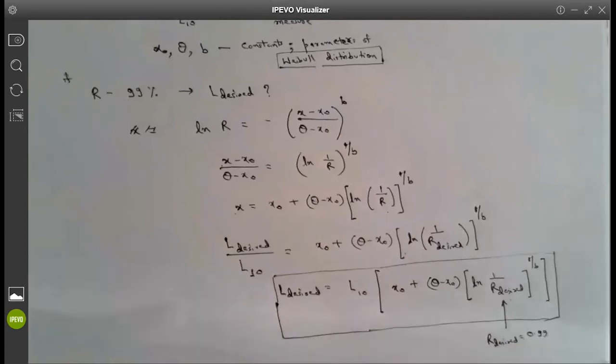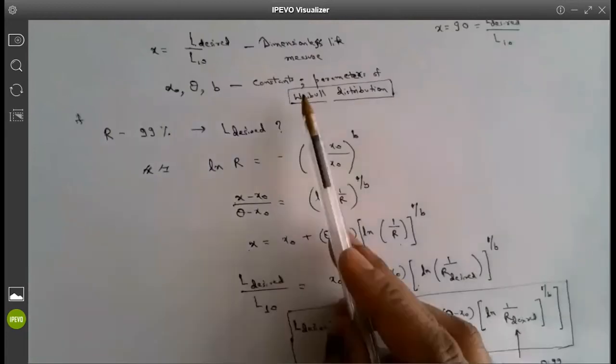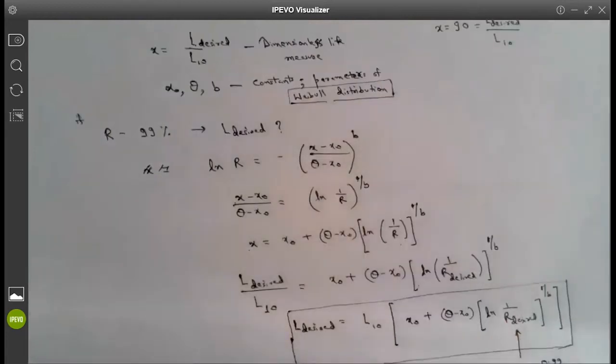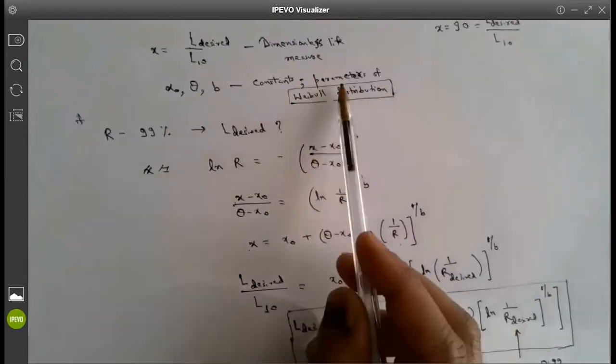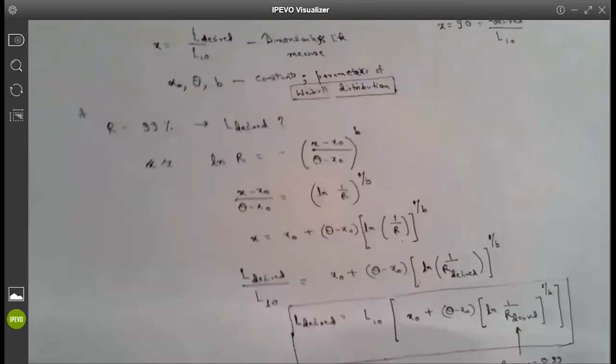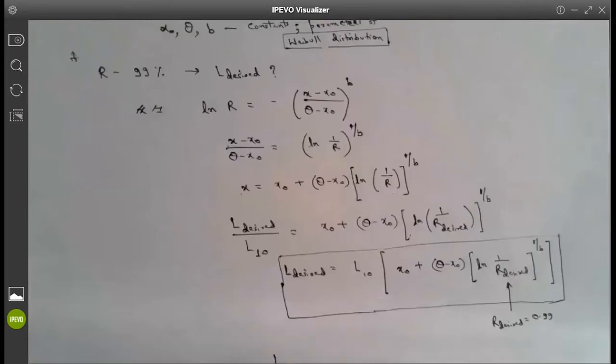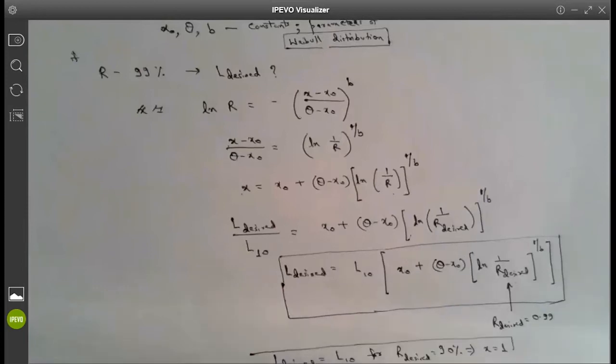Other than that, x naught, theta, and b are the parameters. These are constants, and they will be already provided to you from the bearing manufacturer's catalog. These parameters are such that L desired is equal to L10 for R desired equal to 90%. For 90% reliability, x is equal to 1. That is how those constants and parameters are selected.